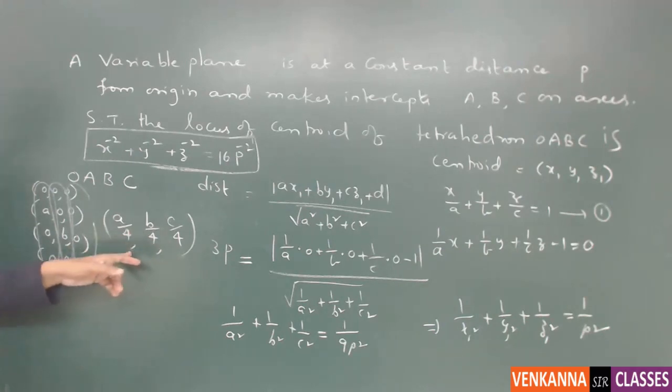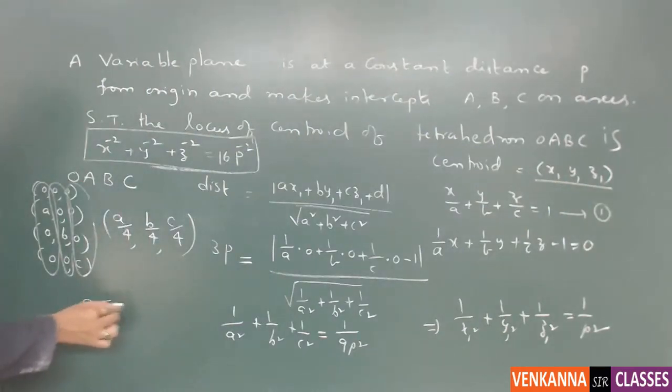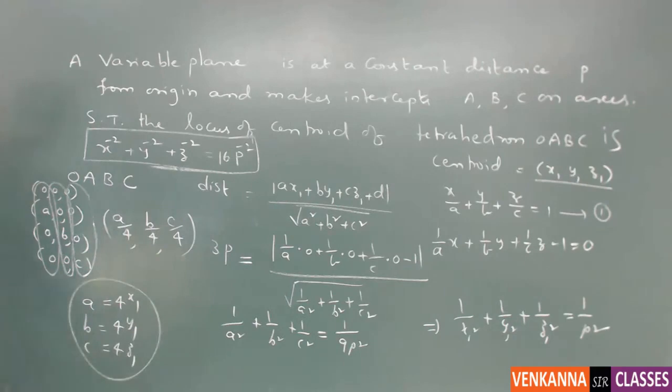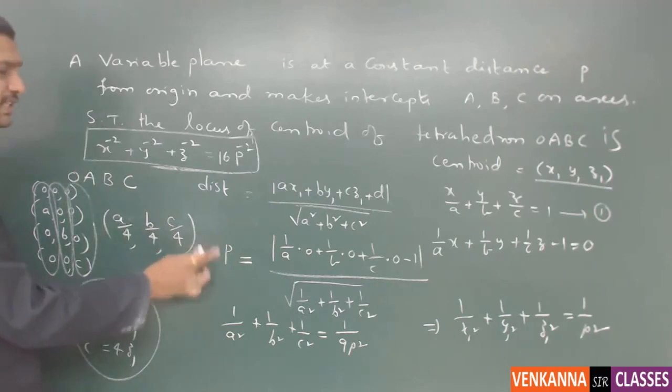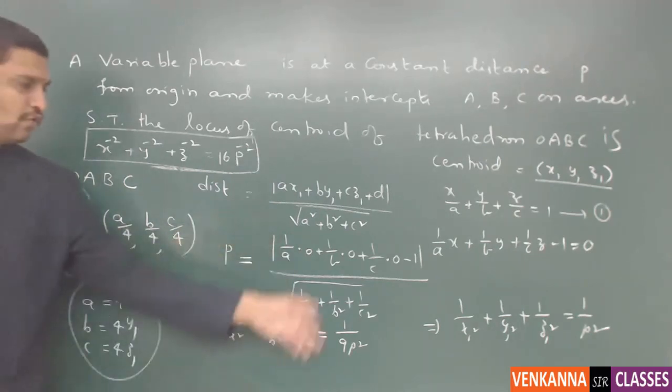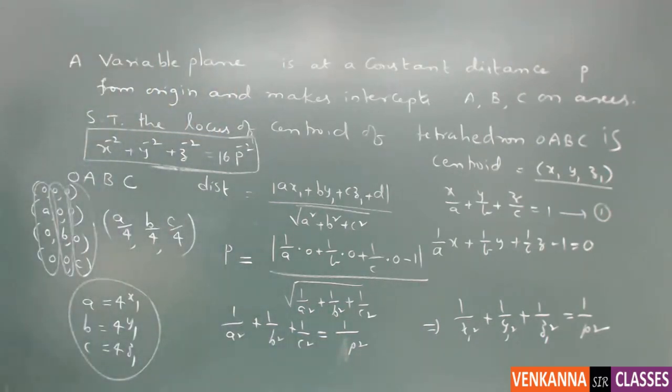Equating this value to x1, y1, z1, we get A equal to 4x1, B equal to 4y1, and C equal to 4z1. Again, we apply the distance formula. It is given that the distance is p. This is the equation we will get here. Substituting the A, B, C values, you will get the required solution like this. This was the approach. So the previous problems and the current problem both have the same approach. Okay?